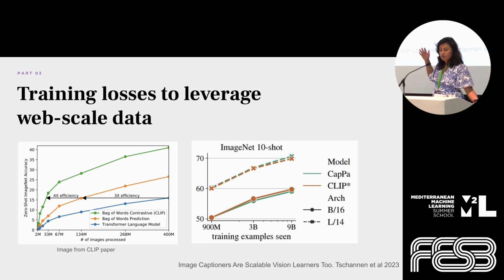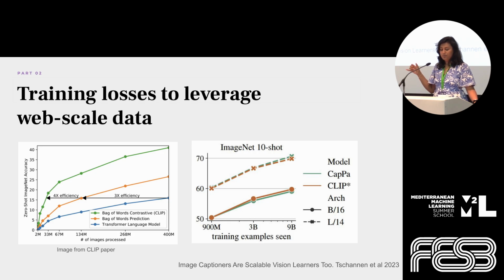Yeah, so the chart on the left is from the CLIP paper, which showed that image-text pre-training with contrastive loss is the most effective way to train, and they claim that you get an efficiency gain of like 3 to 4 times if you go from just regular language modeling loss, which is the captioning loss.